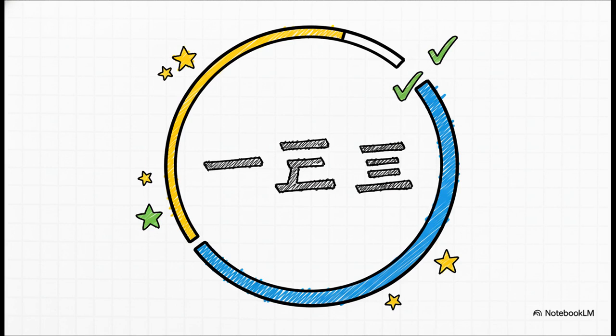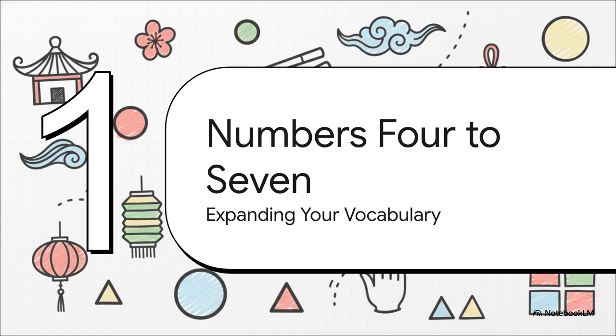Okay, let's do a quick recap. We have yī, èr, sān, 1, 2, 3. Just take a moment to appreciate how elegant and simple that is. You've just learned 30% of the entire foundational system, and hopefully you can already see that logic at play. Now, let's move on to the next set of characters.